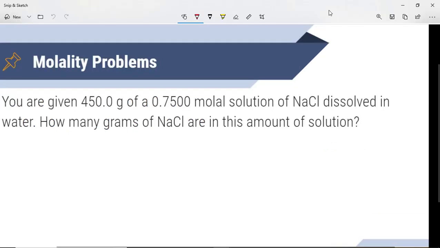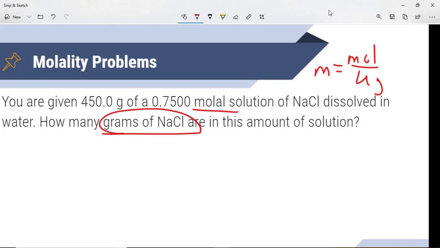When we look at, you're given 450.0 grams of a 0.7500 molal solution of NaCl dissolved in water. How many grams of NaCl are in this amount of solution? So we see the word molal. Okay, so we know we're going to use molality, so that's little m equals moles over kilograms. So we're given our molal. It's asking for grams of NaCl. We're given grams of our solvent here.